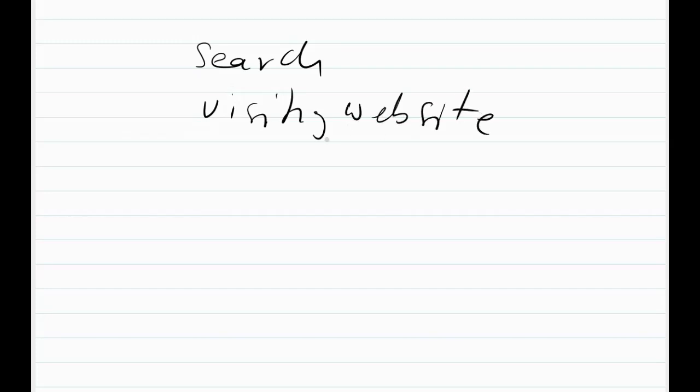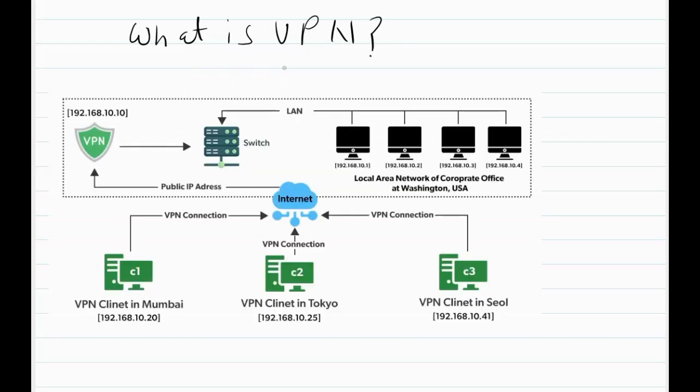Like if you are searching anything on the browser or visiting any website through the browser, what you are searching and which website you are visiting, it hides from everyone except the VPN provider. Okay, let's try to understand what the VPN is here.